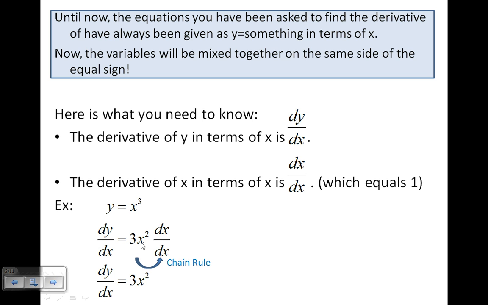This chain rule part, which normally when we first start off with derivatives we don't even bother talking about, and then later you learn chain rule, but really it is 3x squared times the derivative of x, and the derivative of x is dx dx, which is 1.